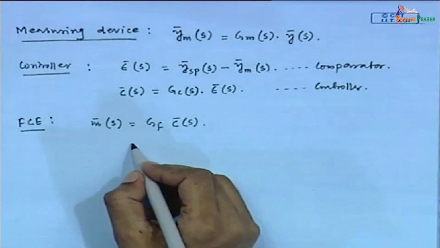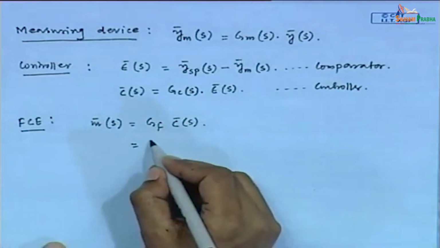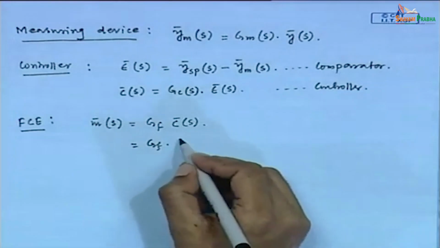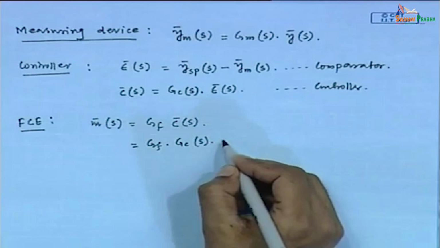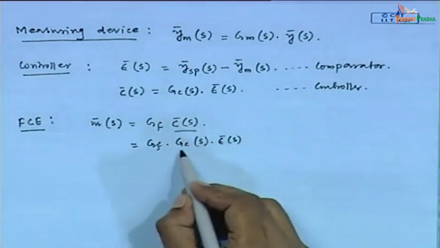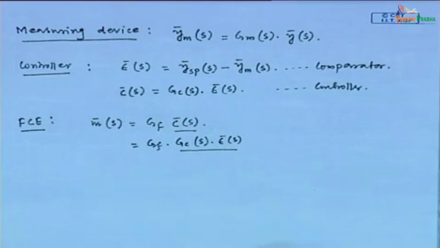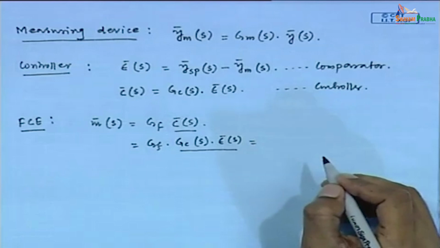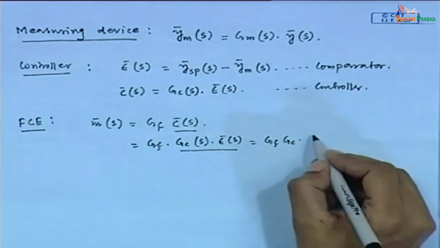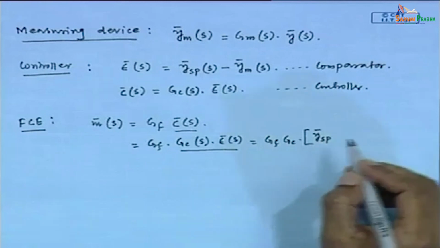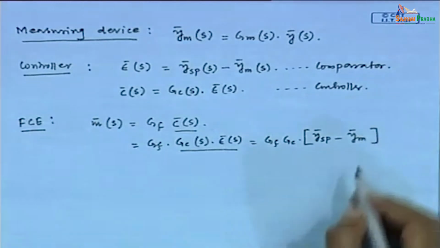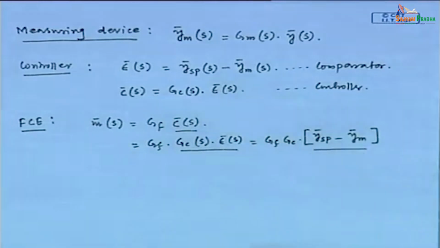Now, this m bar s we can write again as Gf multiplied by C(s). C(s) means what? C(s) means Gc(s) multiplied by epsilon bar s. Can we write this? C(s) equals Gc(s) multiplied by epsilon bar s. Now, we will substitute the expression for epsilon bar s. So, Gf Gc epsilon bar s is y set point bar minus ym bar. Epsilon bar s is y set point bar s minus ym bar s.